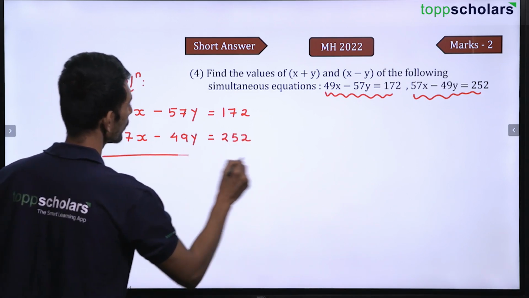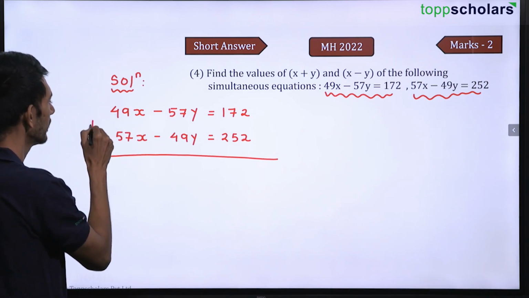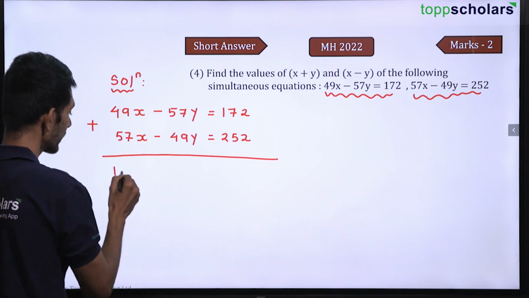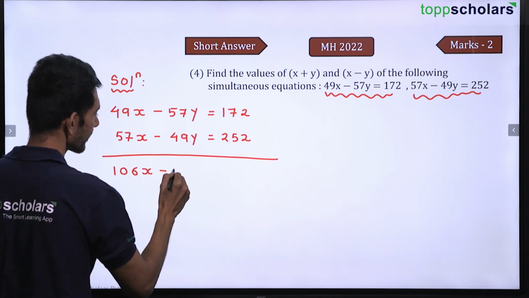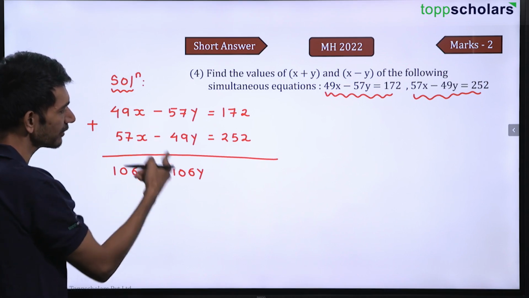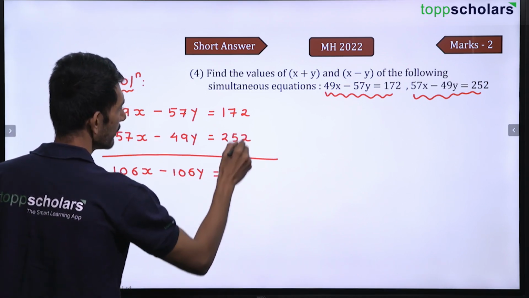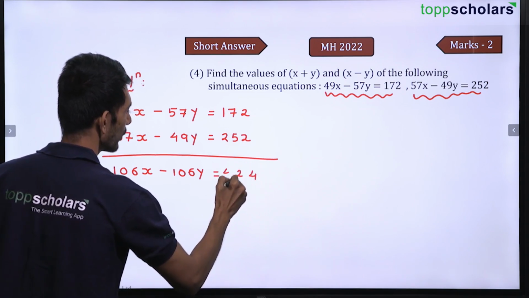In such cases, you know how to solve these questions. 49 is here, 49 is here, 57 is here, 57 is here. Just add both of them. So 49 plus 57 is 106. So 106x minus 106y. Why minus? Because minus minus you'll add them, but the sign remains minus only. Is equal to, if you add this, that gives you 424, right?